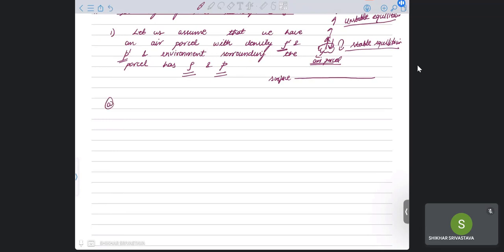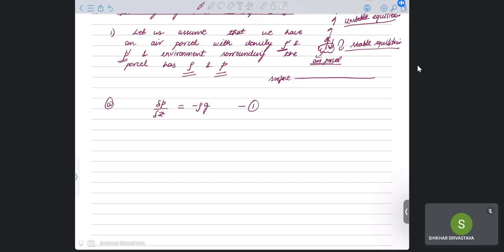Now, one of the assumptions, which you know, is that the environment surrounding the air particle is always in hydrostatic equilibrium. That is, del P by del Z is always equal to minus rho G, where rho is the density of the environment and P is the pressure of the environment. So this is equation 1.